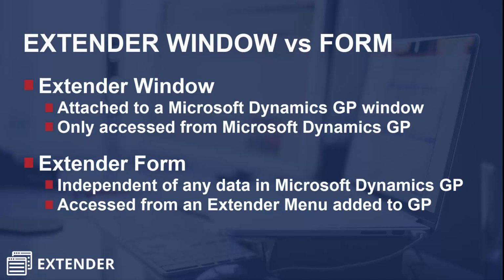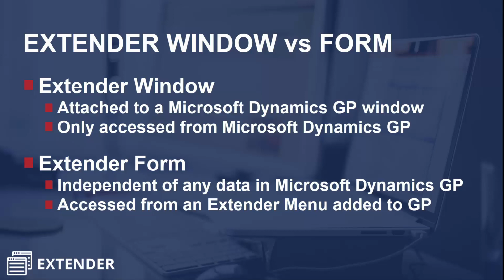When we look at Extender, there are two basic ways to capture data. We have Extender Windows and Extender Forms. Extender Windows are attached to a Microsoft Dynamics GP window. You'll open that GP window, retrieve a record. From there then, the Extender window can be opened, and the data in that Extender window will be attached to the specific record that was open in the GP window.